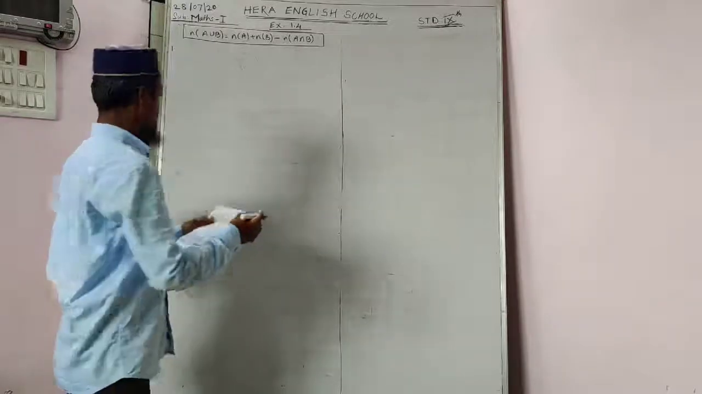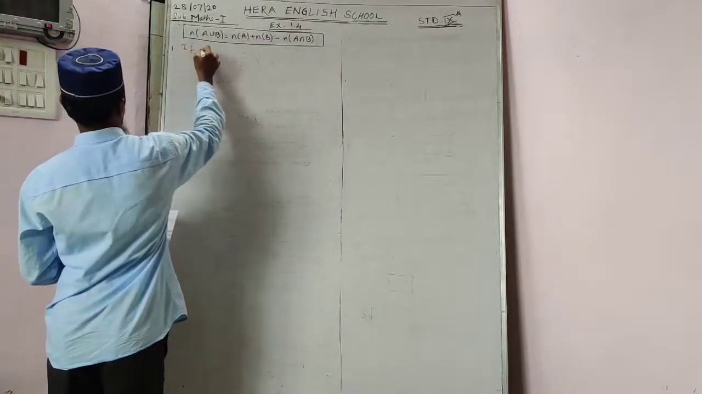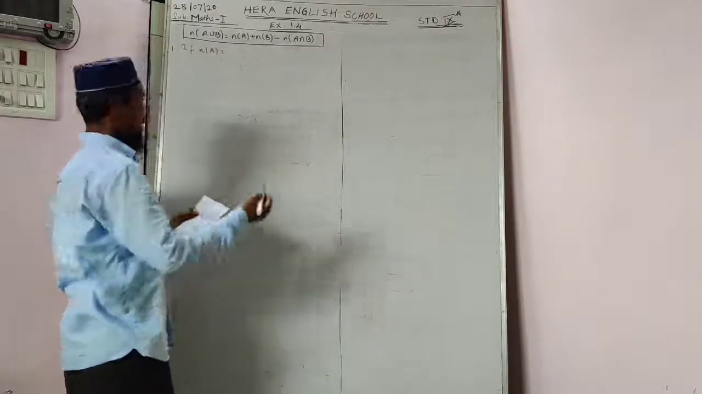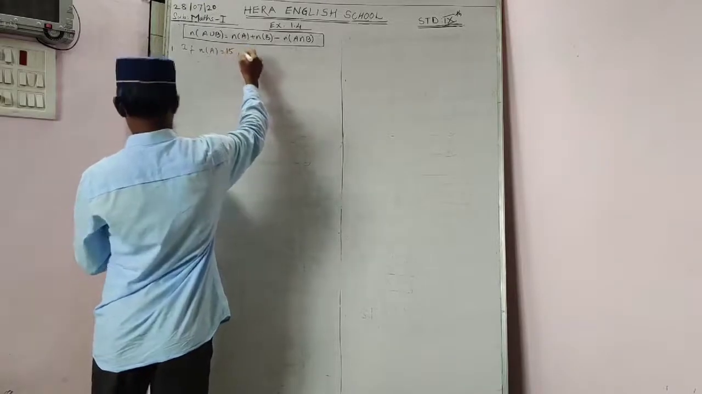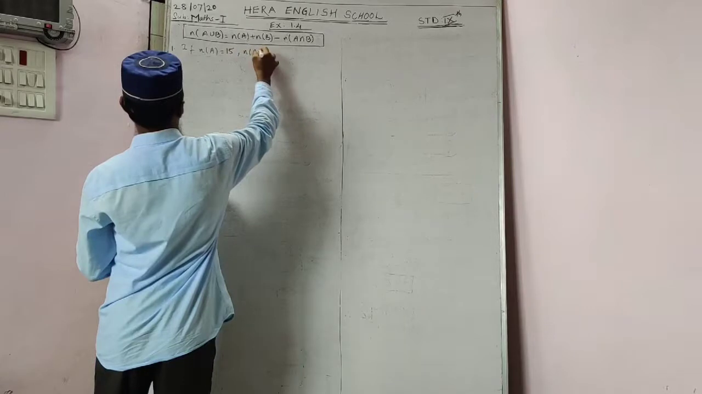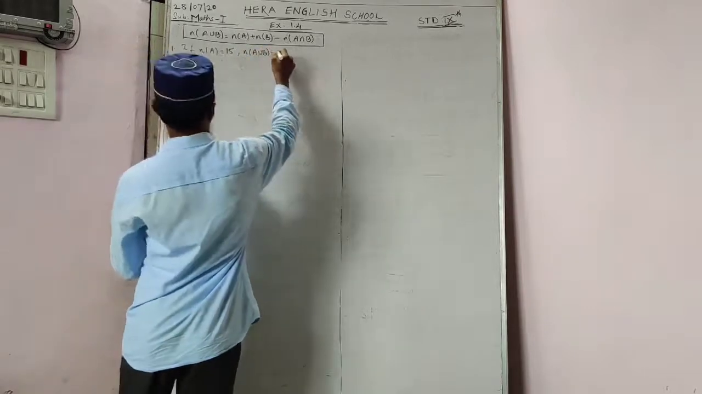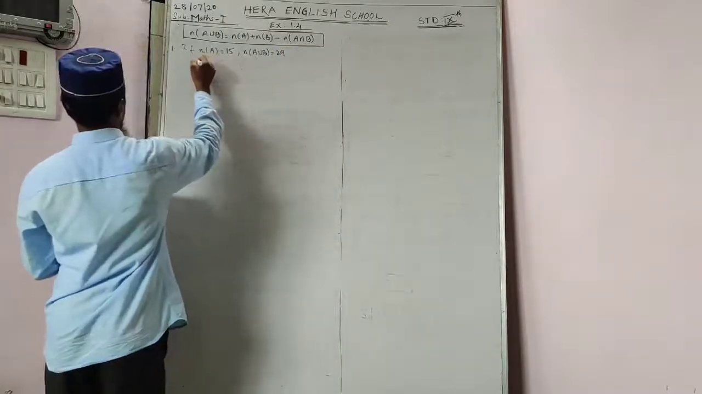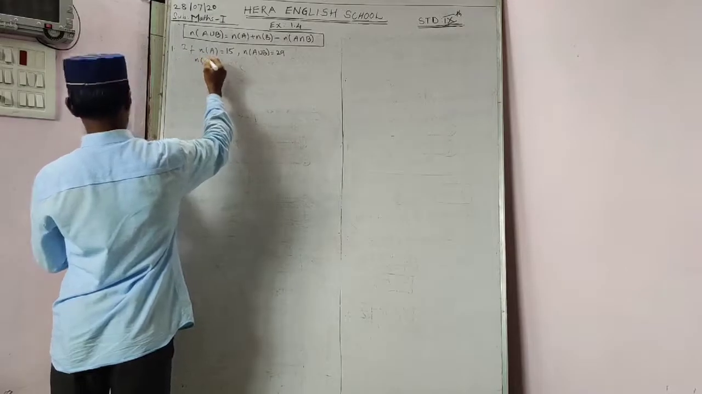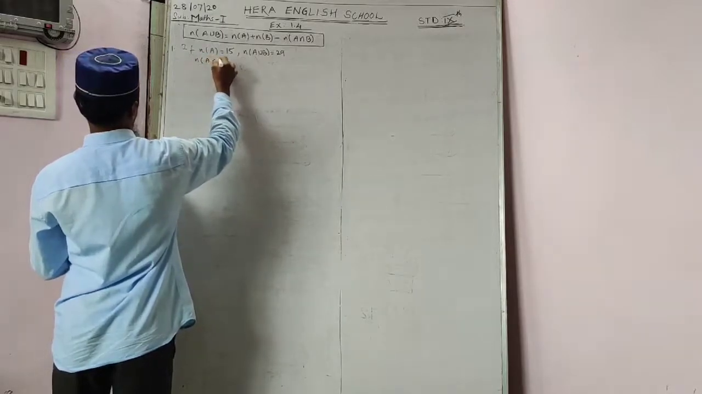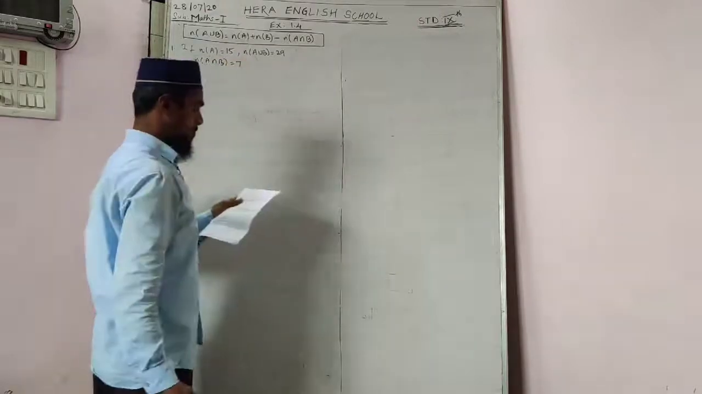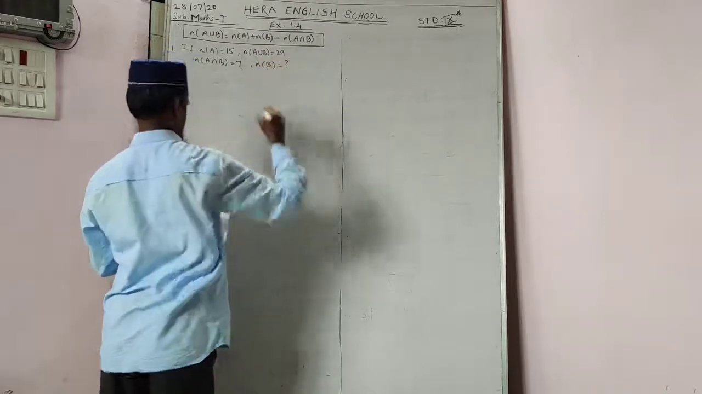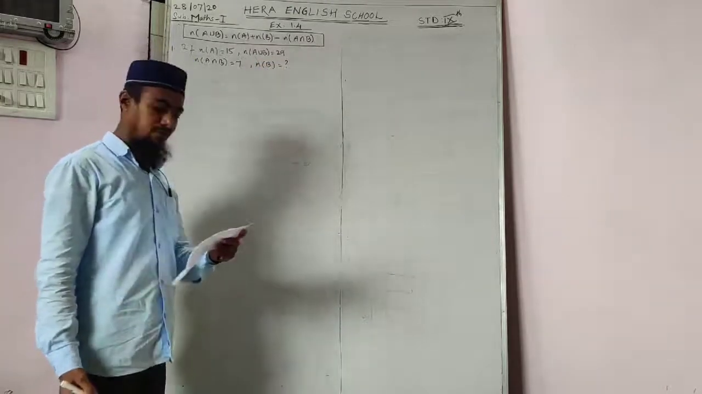Question number 1: we have, if number of A, meaning all the elements belonging to the set A, is 15. Number of A union B we are given 29. Number of A intersection B is 7. Now we have to find number of B. How many elements are there in set B, we have to find.